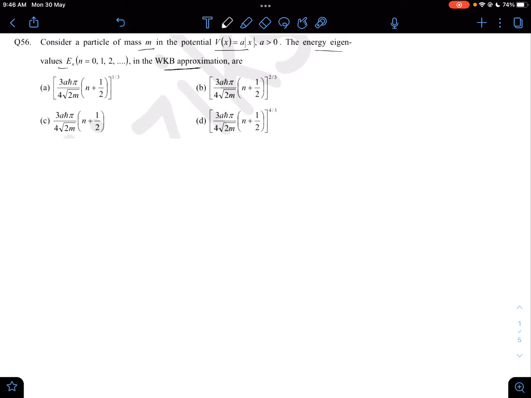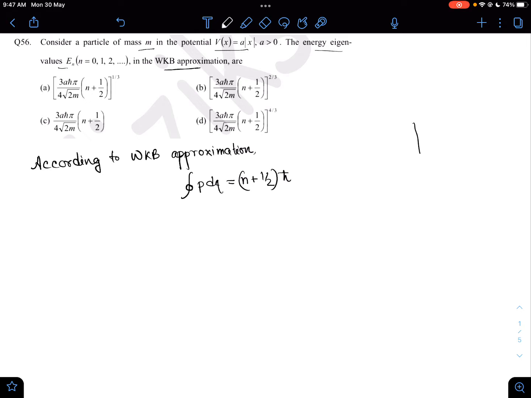So first we have to know what is WKB approximation. According to WKB approximation, the closed loop integral of P dx is n plus half h cut, where this sign represents closed loop.